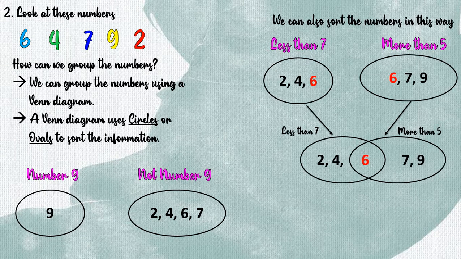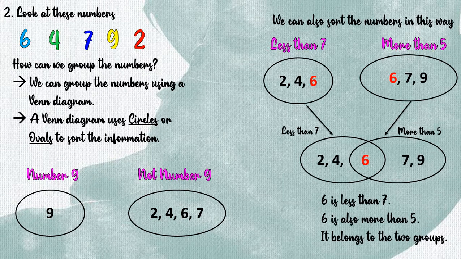Less than 7 and more than 5. Look at the red numbers. 6 is less than 7. 6 is also more than 5. It belongs to the two groups. Angka 6 itu adalah angka yang kurang dari 7. Dan angka 6 juga angka yang lebih dari 5. Jadi, angka 6 itu merupakan bagian dari kedua kelompok tersebut.